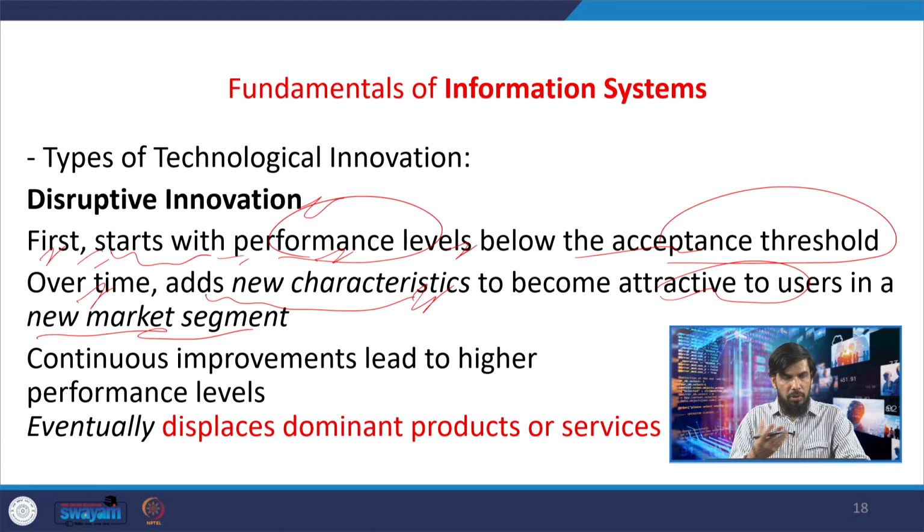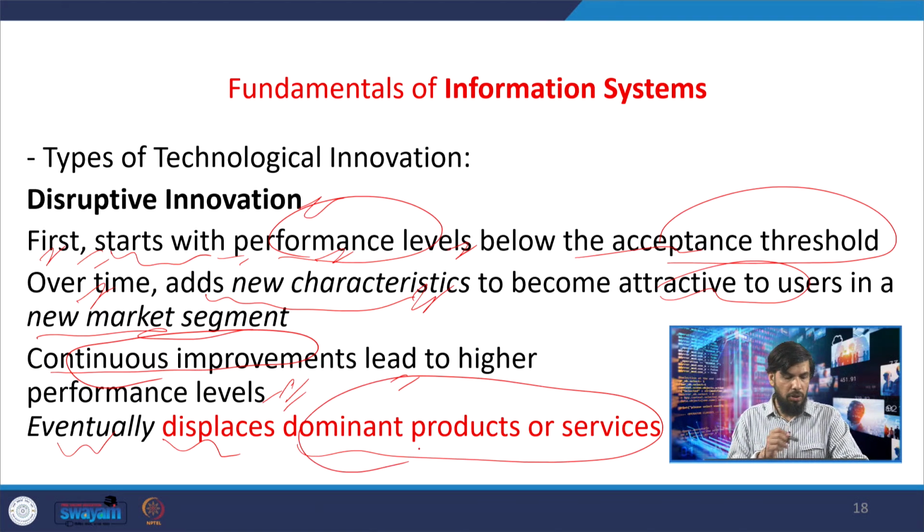So this innovation got a user segment, and then continuous improvements are happening. So with this disruptive innovation, continuous improvements might lead to higher performance levels, right. When higher performance levels are there, then eventually comes the possibility of displacing the dominant product or services, because now this disruptive innovation is able to do what the existing or dominant product or services were doing. And now there are new characteristics, and they already got a user segment for that.